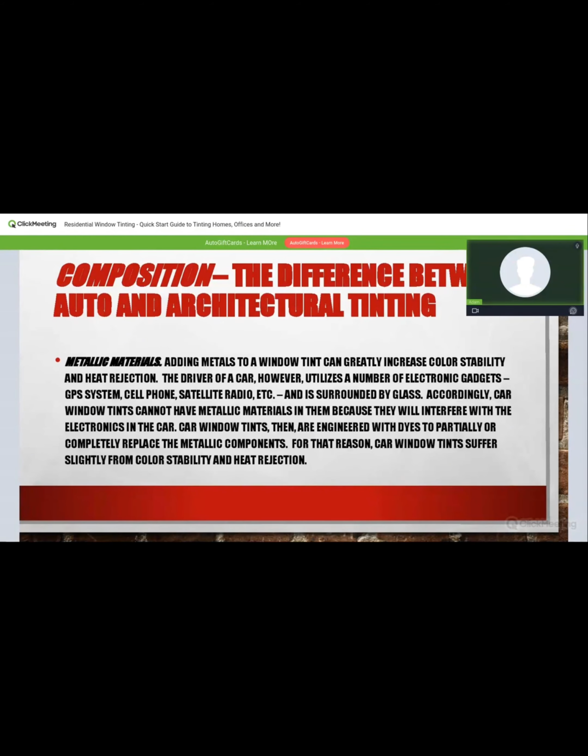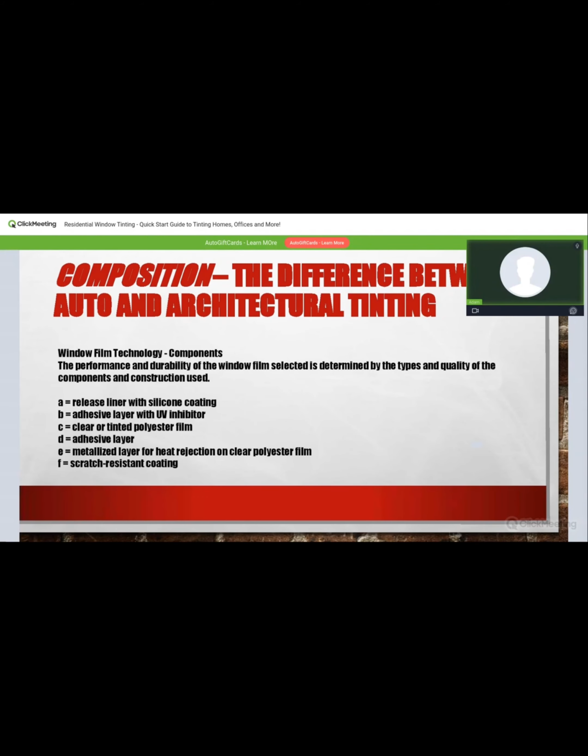With house windows, they last a little bit longer. Typically with automotive film, it's going to last about a 10-year mark. Like we talked about in the course, we talked about a lifetime warranty, which is about 7 years. Residential film will go about 10 to 15 years because it has that metal base in the film.